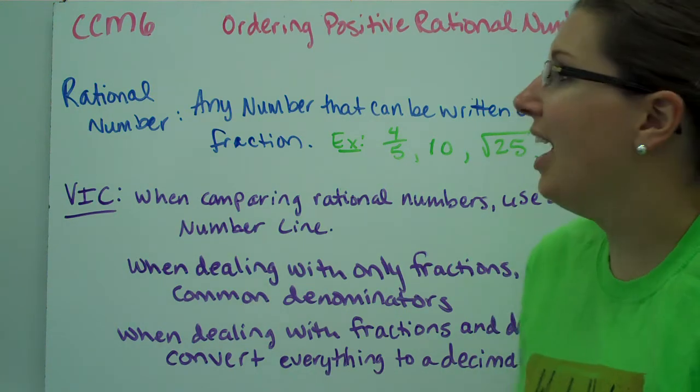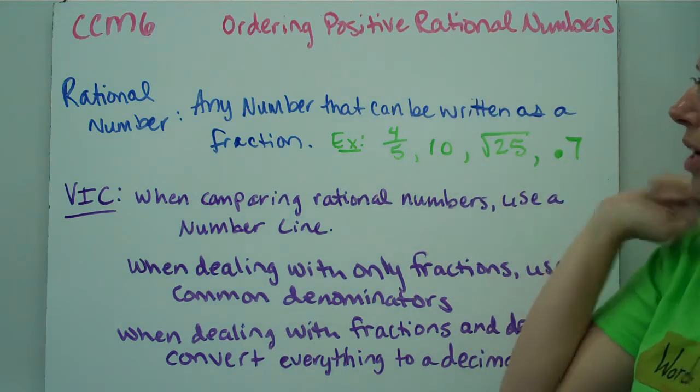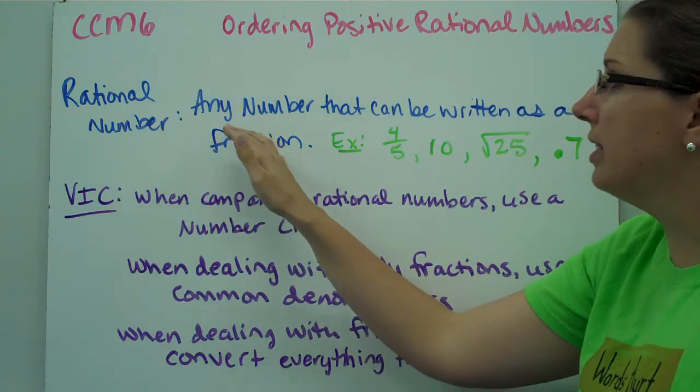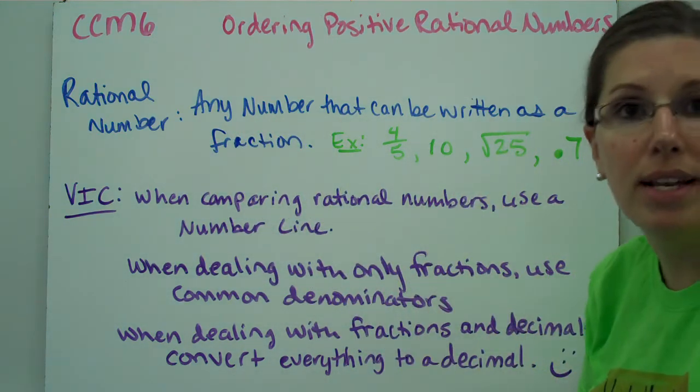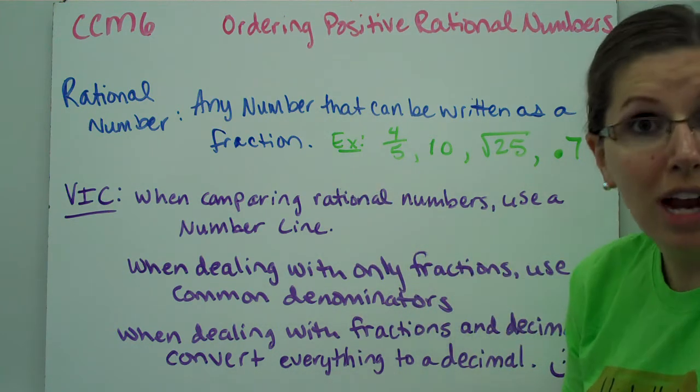Hi, today we're learning about CCM6, ordering positive rational numbers. A rational number is any number that can be written as a fraction. For example, 4/5, written as a fraction.